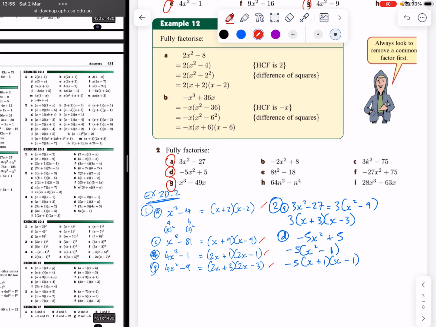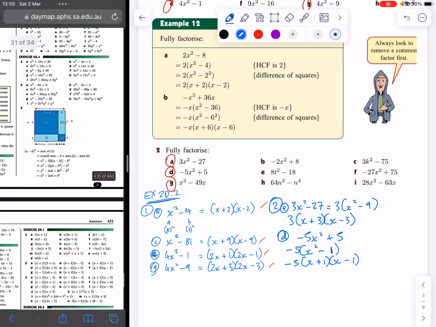And G. Oh, stop cheating, Mr. T. G, x cubed take 49x. Remove x as a common factor. X squared take 49. What do I square to get x squared? X. What do I square to get 49? 7. So x plus 7, x take 7.